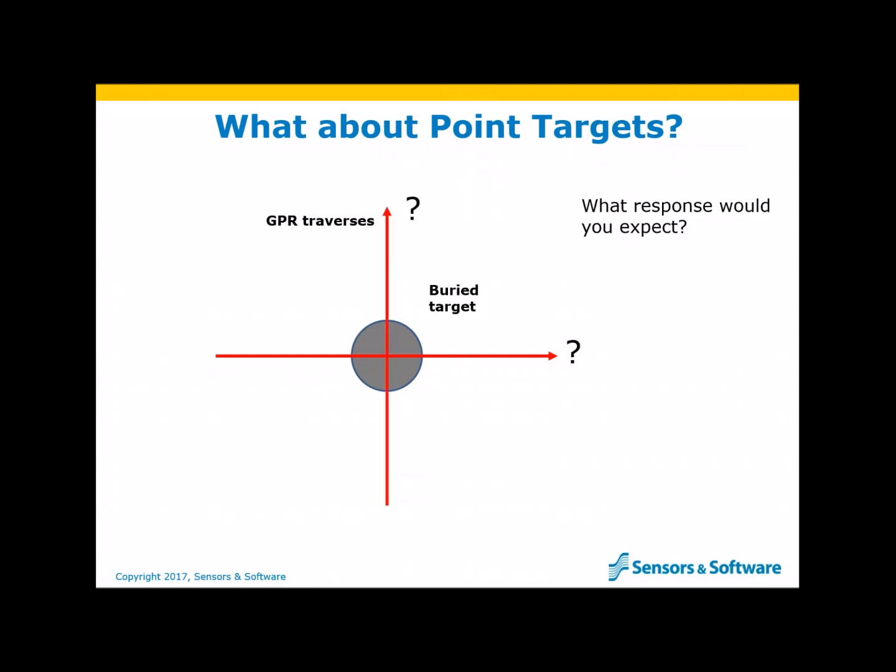Now, what happens if I cross that cannonball at a 90-degree angle to the first line? What would I see? I hope at least some of you said hyperbola again. And again, you would be right.